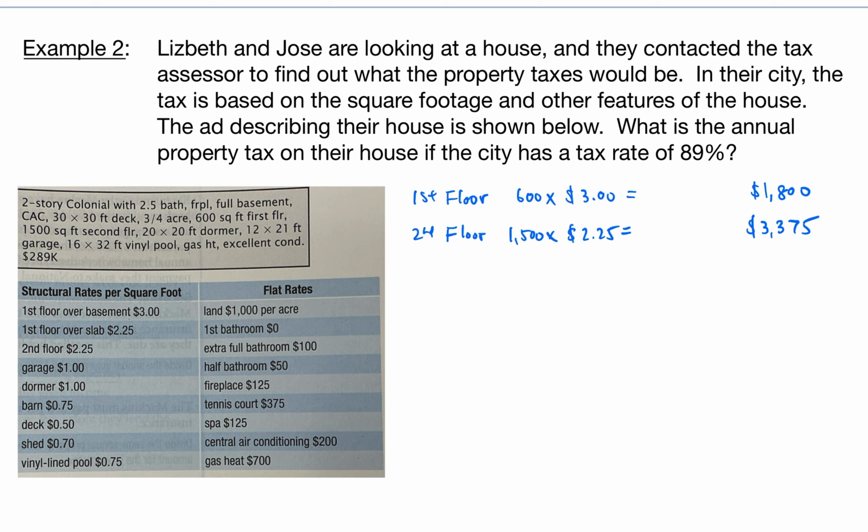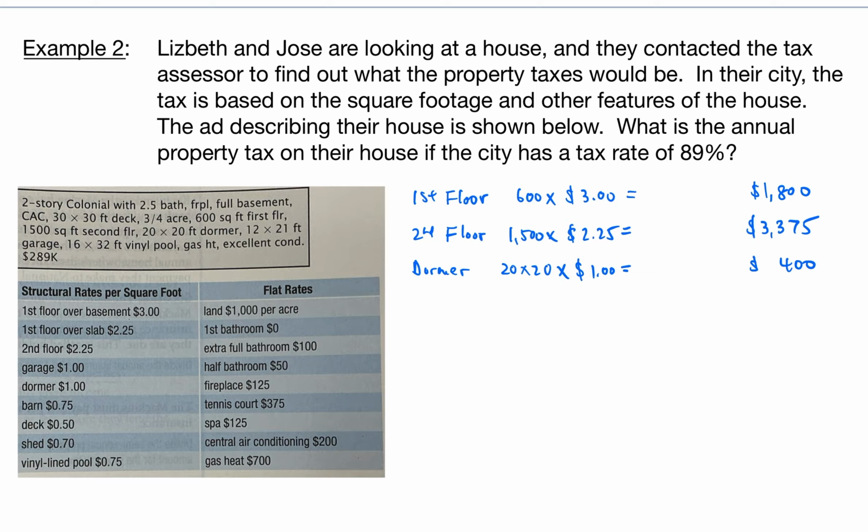Okay, so the next item is the dormer. And if you take a look, the dormer is 20 by 20 feet. Okay, so let's go ahead and write that down. Dormer, 20 by 20 feet. And we're going to multiply that by the rate for dormer, which is $1. And that's going to work out to $400.